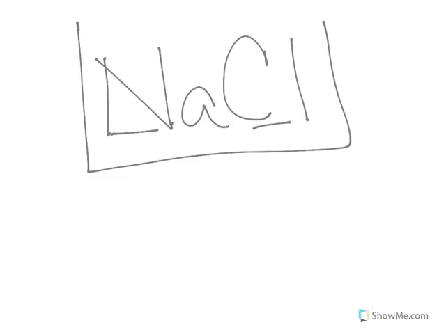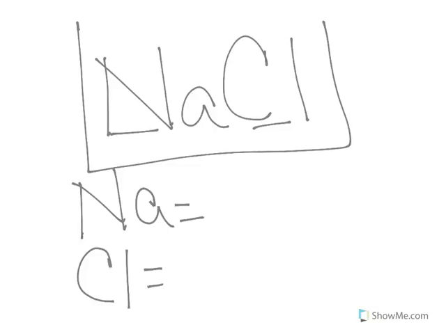So, first one is capital N with a lowercase a. That lowercase a goes with its capital just to the left of it. Okay? Then I have capital C with a lowercase l. So I have 2 elements in this formula. Then, what do I need to do next? Let's check for a coefficient outside the formula box. I don't have one, so I know that I have 1 set of NaCl.